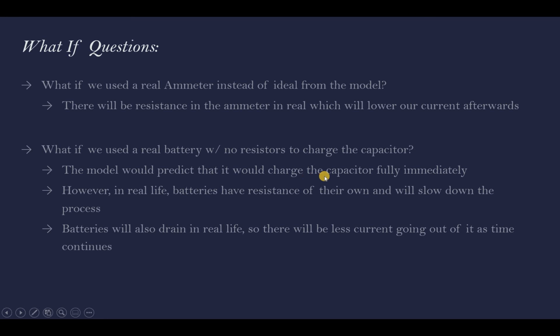The model would predict that it will charge the capacitor fully immediately. However, in real life, batteries have resistance of their own, and this will slow down the process. Batteries will also drain in real life, so there will be less current going out as time continues.